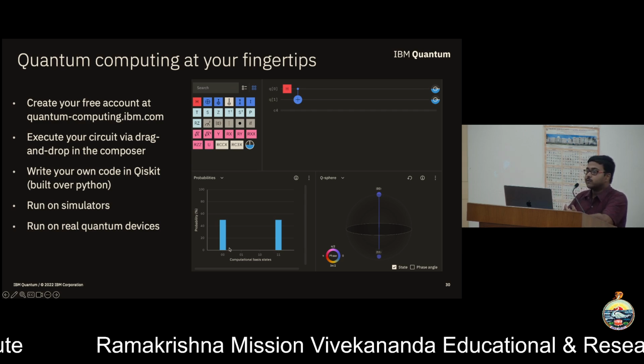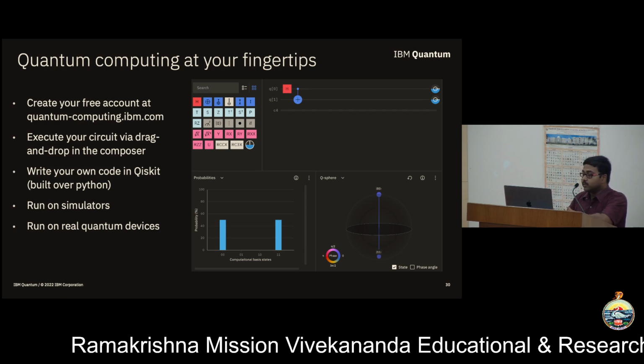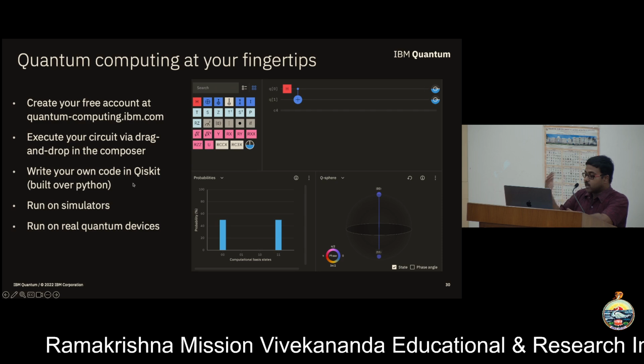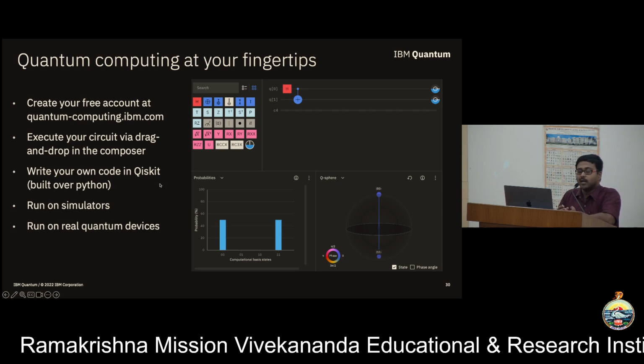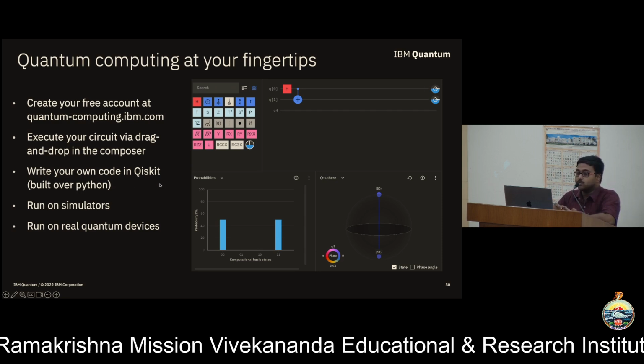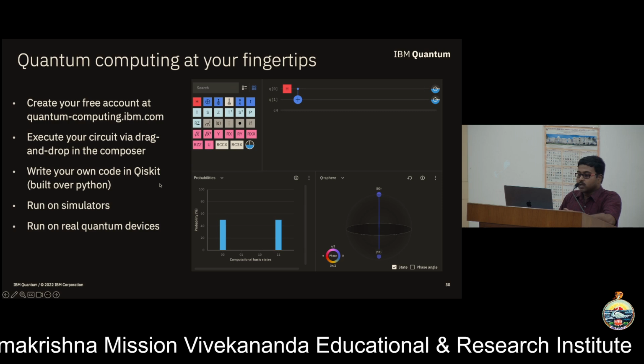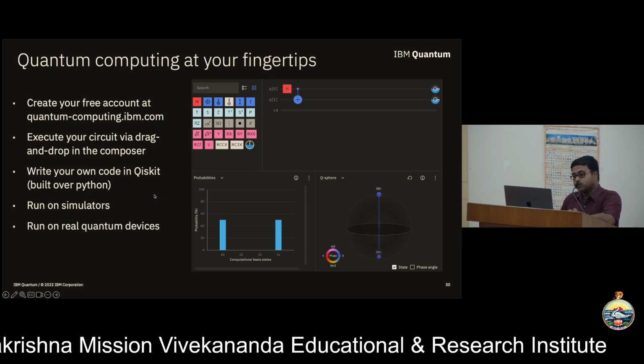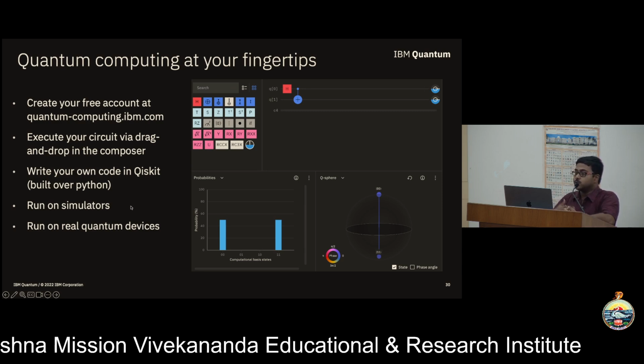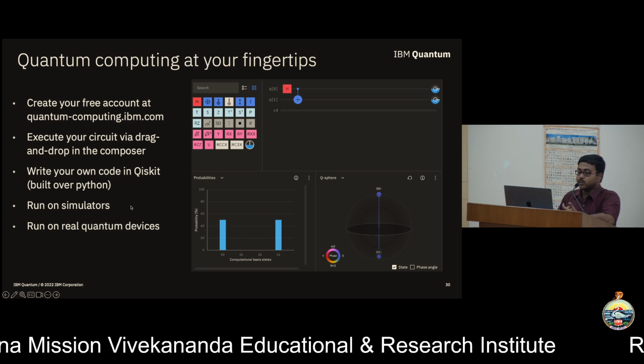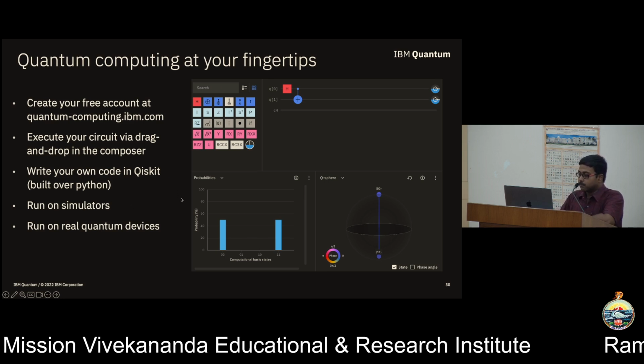Obviously, that is not sufficient for you to do some useful and interesting work. So you can start learning Qiskit. If you know Python, learning Qiskit is very easy. It's just built over Python. And you can start writing your own codes. And we usually first run it on simulators to verify that the code is correct. And then we go to real quantum devices.